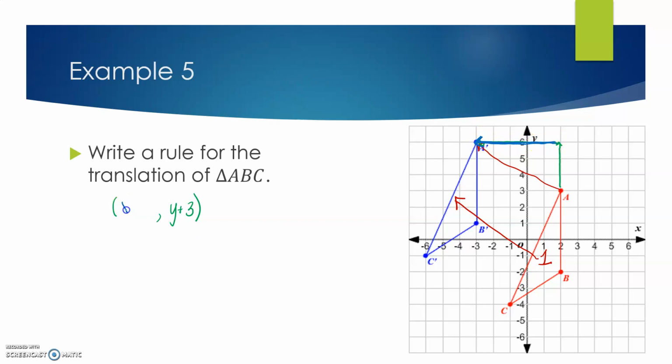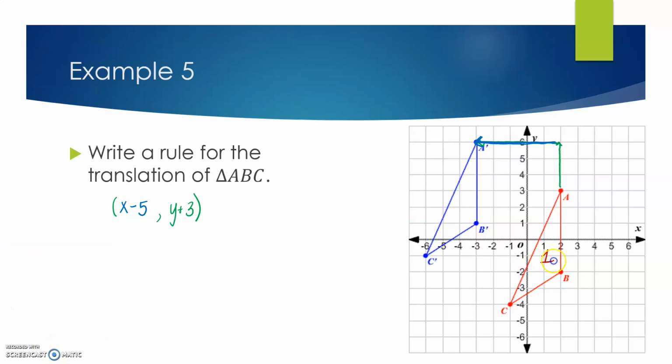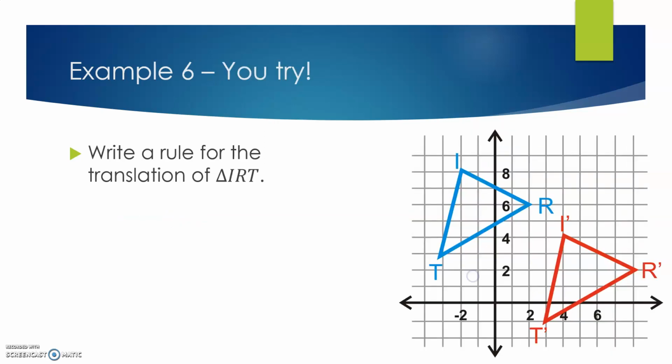So since I'm moving left 5, this would be x minus 5. So that's how we're going to write a rule. It's the same idea. It's just we have to do the counting, and they're not telling us move it up 5 and left 4. All right, so you try this. Write a rule for the translation of IRT.